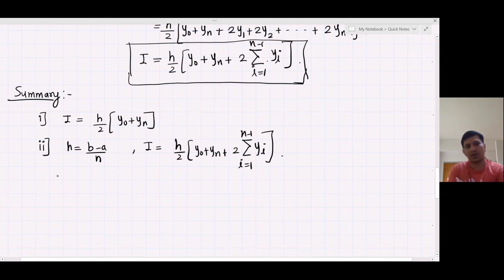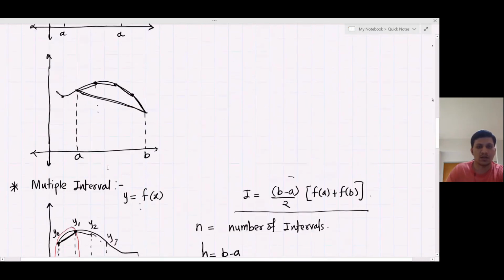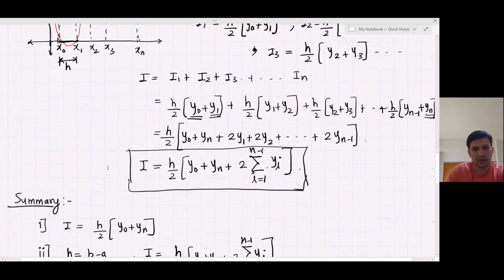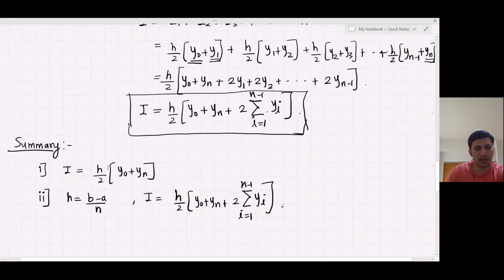So that's it for numerical integration or the trapezoidal rule. We will discuss some numericals about the trapezoidal rule in the next video, and also some other numerical integration techniques in upcoming videos.